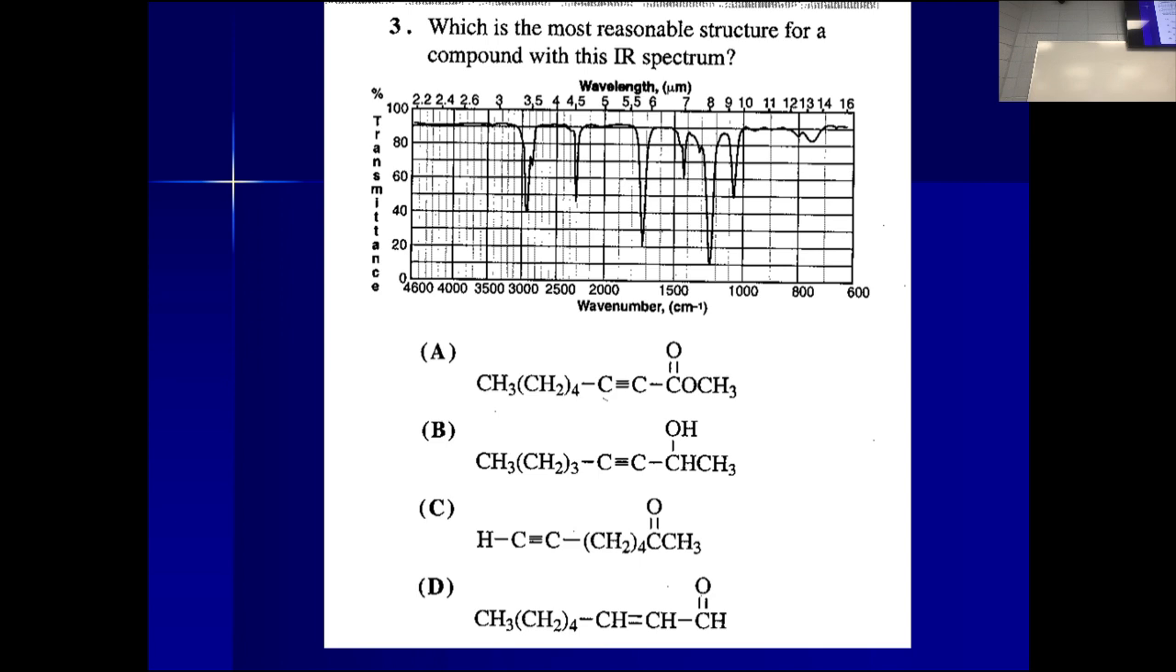I can eliminate B, can't I? There is nothing SP2 hybridized in B. Everything else has at least something that's SP2 hybridized, right? Okay. So we can eliminate B. Now we're going to take a step over again from 2,000 to 2,500 and draw a line. This region is what? SP. Is anything there? Yes. Can I eliminate anything based on that? I can eliminate D. D does not have anything SP hybridized. It's got SP2 and SP3. So I can eliminate D.